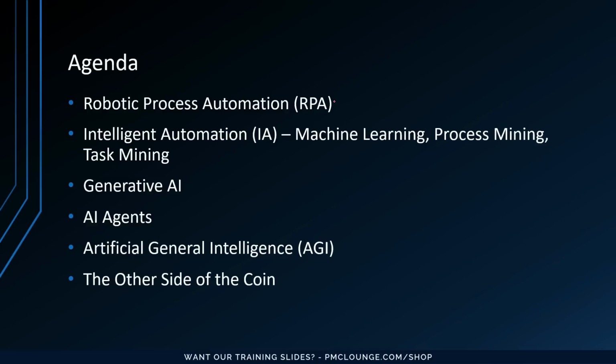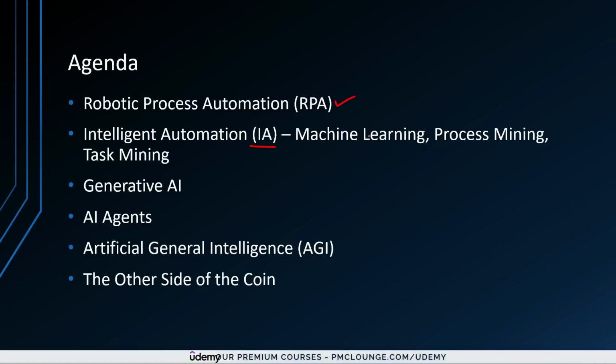We'll talk about robotic process automation, also known as RPA. We will talk about IA, which is intelligent automation, which includes concepts like machine learning, process mining, task mining. Then we'll talk about generative AI, your ChatGPT stuff. We'll talk about AI agents. We'll also talk about artificial general intelligence, AGI. And towards the end, we'll talk about the other side of the coin, which is also going to be of interest for all of you. So stick around till the end to understand all of what we are talking about.